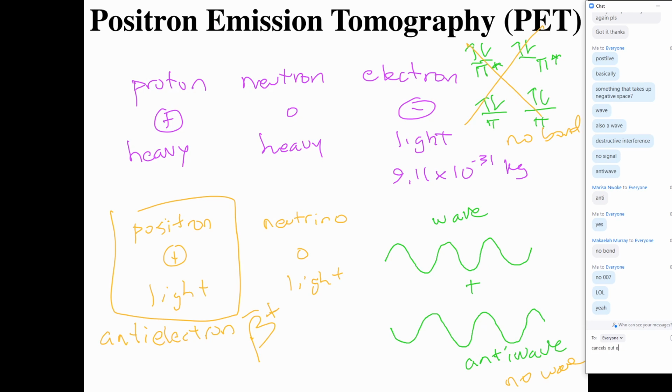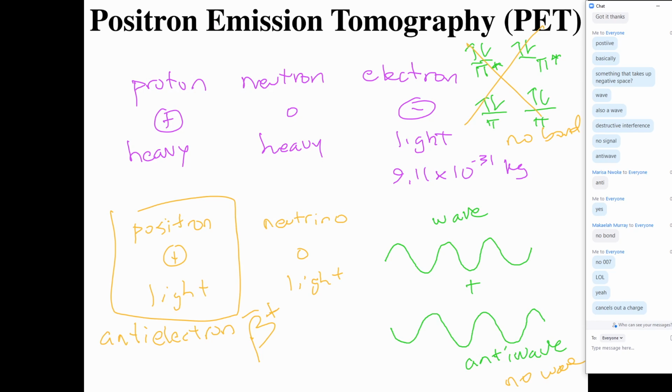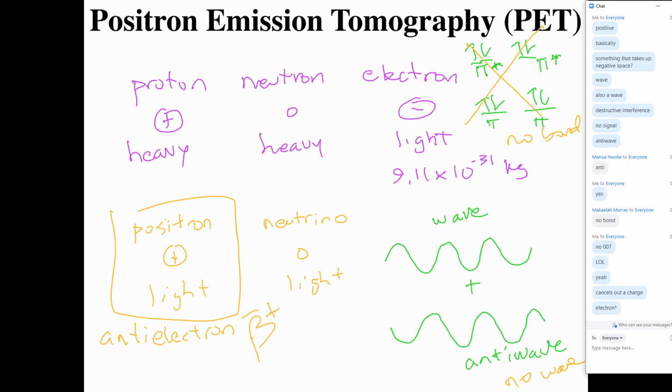So what is an anti-electron? What exactly does it mean? It's something that hates an electron, or something that when given a chance will cancel an electron? Cancels out an electron, exactly. Specifically, an electron. So how heavy is a positron?